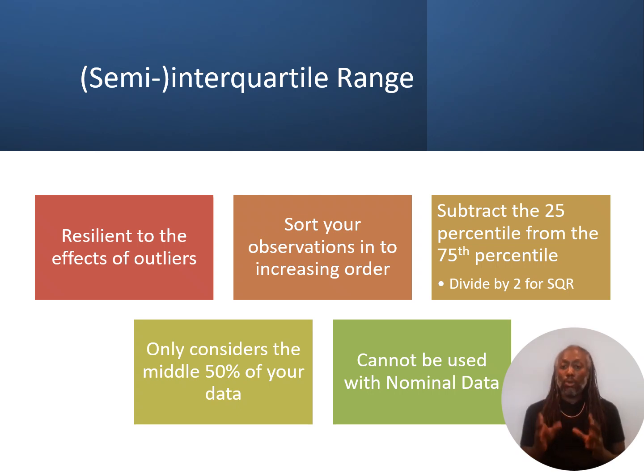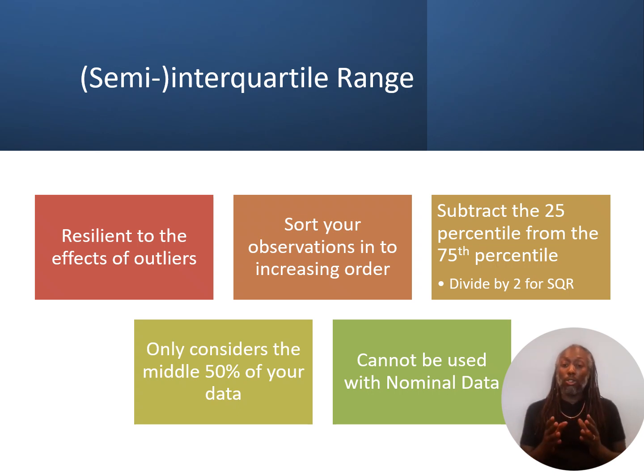Because we're working with these quartiles in just the middle 50%, the interquartile range is resilient to the effects of outliers. Just like when we were calculating a median, if we're going to get quartiles, we have to sort our observations in increasing order. Then we can find the 75th and 25th percentile. We do the subtraction, and that is our interquartile range. Remember, it only considers the middle 50% of your data.